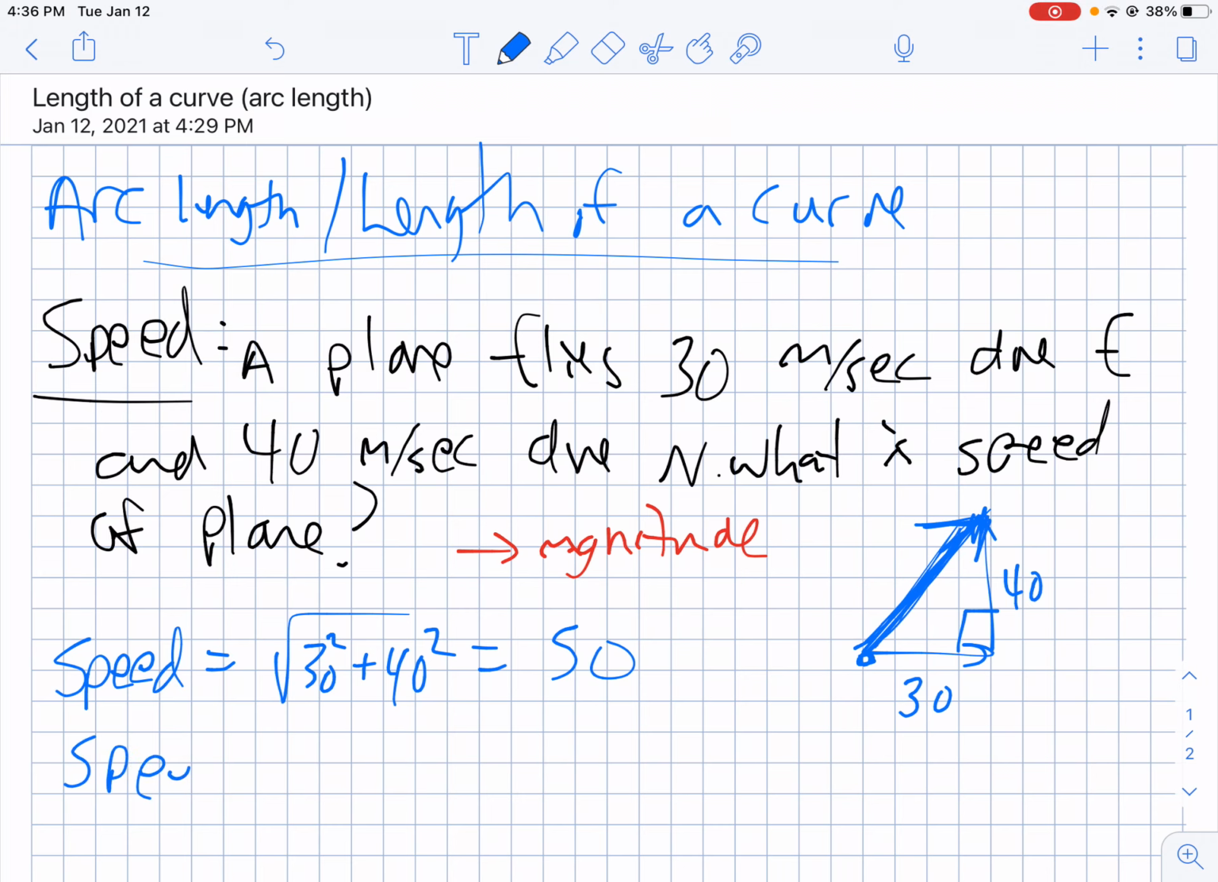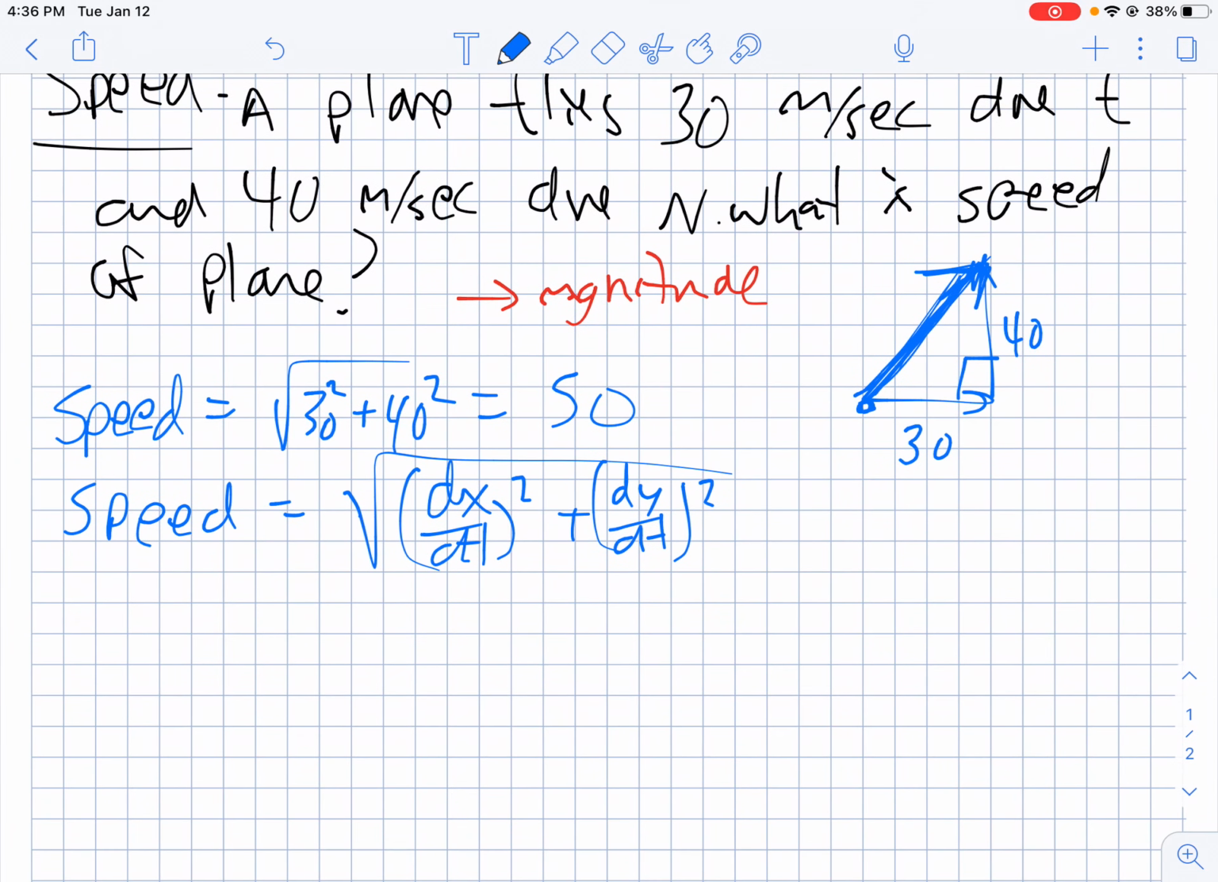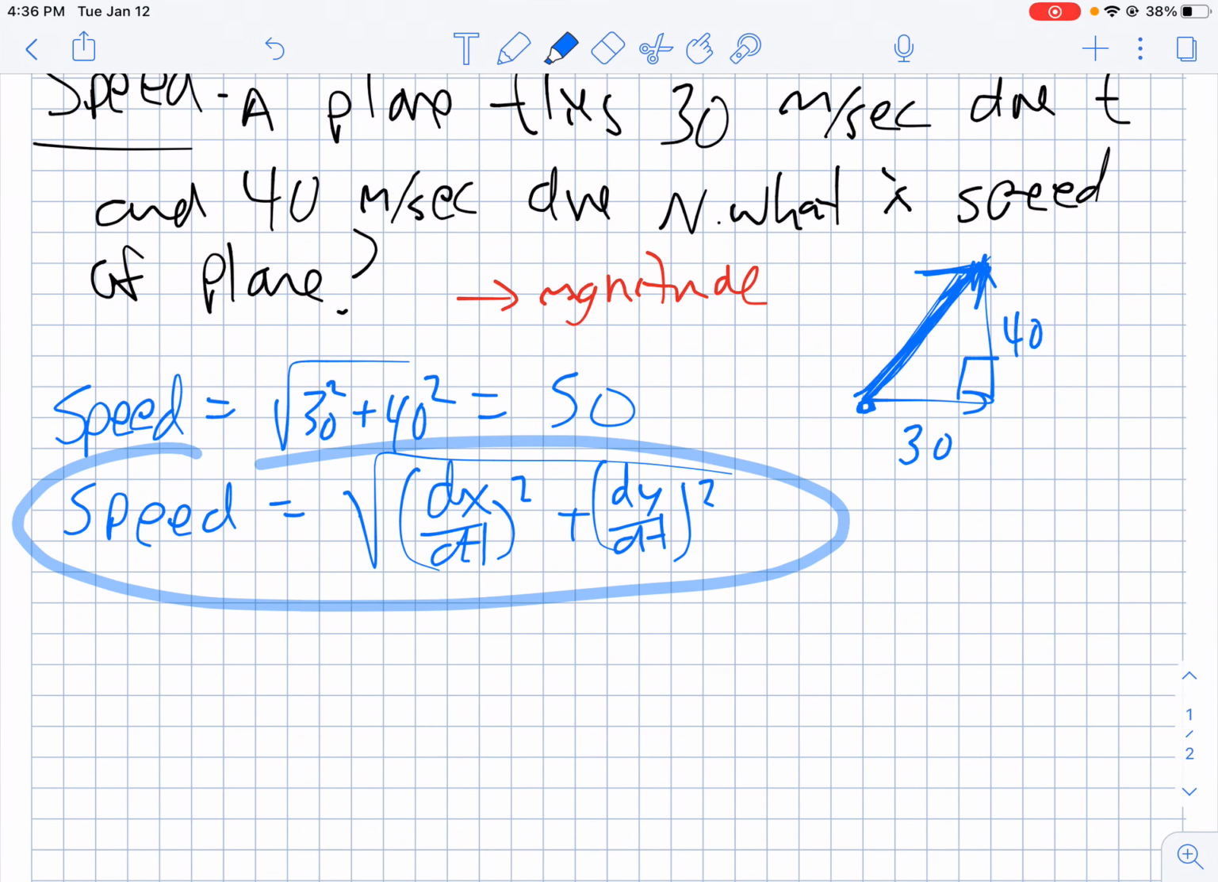But in general, the way you find the overall speed of an object is not with an integral. You just take the square root of the dx dt squared plus the dy dt squared. So that's the general process of how you find a speed. This is the first of the 3 key equations we're going to get through today. The speed is just the magnitude of the velocity vector.